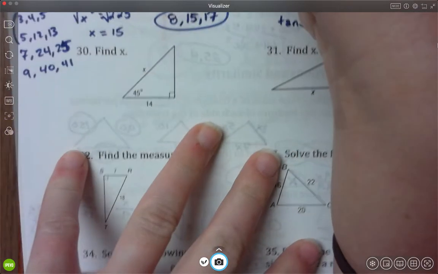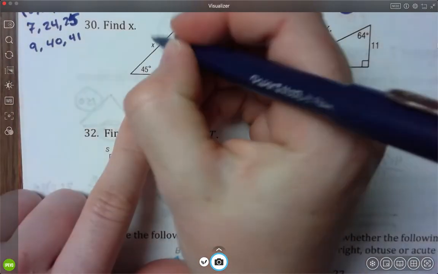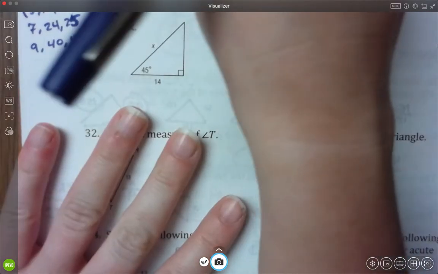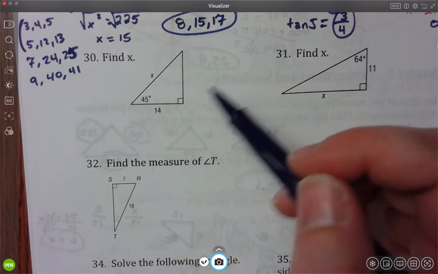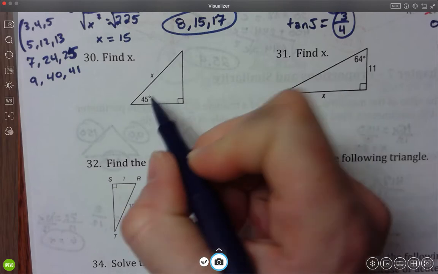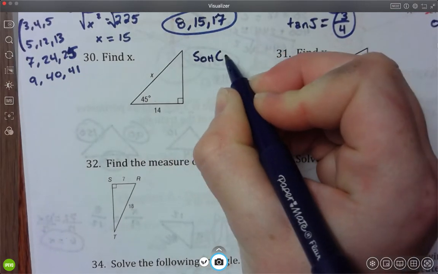Number 30. Okay. They want us to find the value of x. Okay, and they give us that this guy is 45 degrees. Okay. So we had some triangles that we learned, like a 30, 60, 90 and a 45, 45, 90 triangle that we learned earlier on. But if you don't remember those ratios, like 1, 1, square root of 2 and 1, 2, square root of 3, if you don't remember that, let's just go ahead and do SOHCAHTOA with these guys. So SOH, CAH, and TOA.